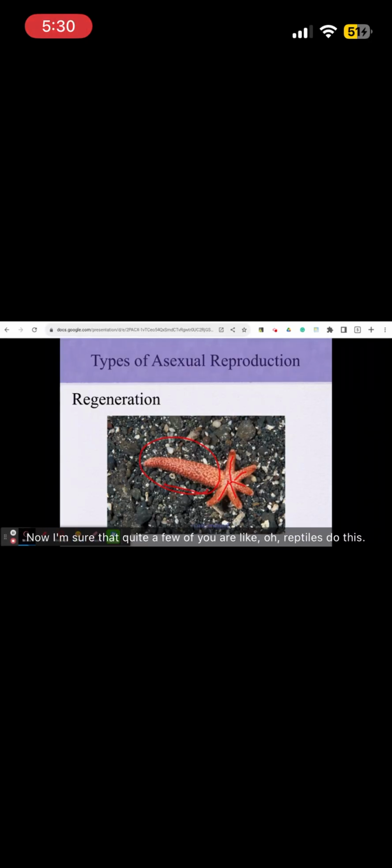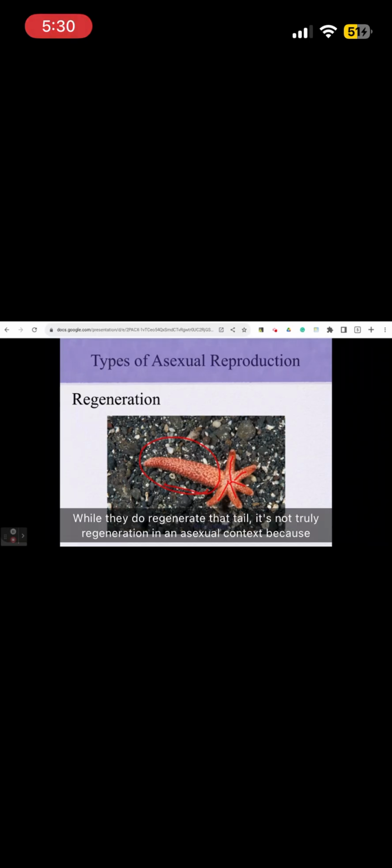Now, I'm sure that quite a few of you are like, oh, reptiles do this. I've seen that when they lose their tail, they can grow a new tail. While they do regenerate that tail, it's not truly regeneration in an asexual context, because if you only had the tail left from the reptile, it would not be able to regenerate the rest of the reptile, its head and its legs. So keep in mind in an asexual context, the whole organism, regardless of one piece or half a piece, is able to recreate itself.